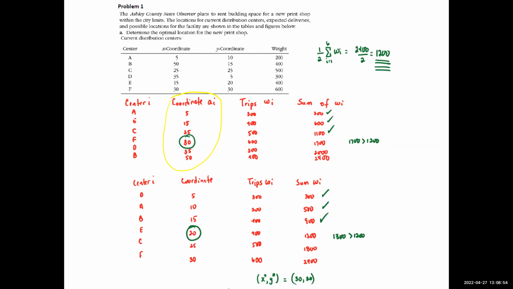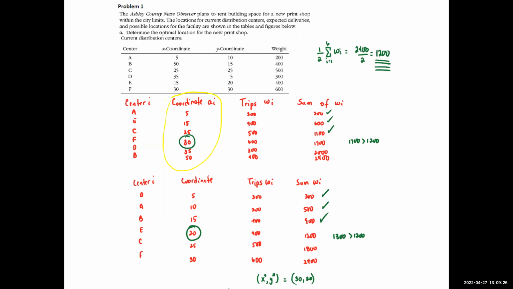Then the next step will be to do the accumulation of the WIs. For the first one, it's just the first value, 200. For the second one, it's 200 plus 400, 600. Then for the next one, 600 plus 500 is 1100. 1100 plus 600, 1700. 1700 plus 300, 2000. 2000 plus 400, 2400. Those are the values for X.